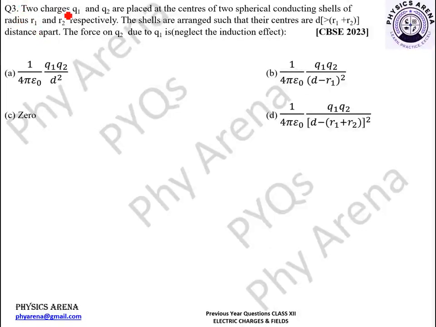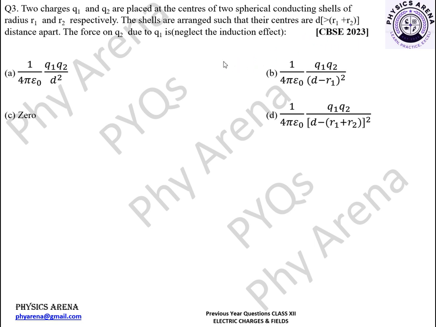Question 3. Two charges Q1 and Q2 are placed at the centers of two spherical conducting shells of radius R1 and R2 respectively. The shells are arranged such that their centers are d distance apart, and this d is greater than R1 plus R2. We need to find the force on Q2 due to Q1, neglecting the induction effects. And it was asked in the 2023 CBSE question paper.